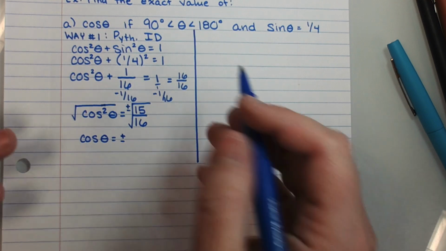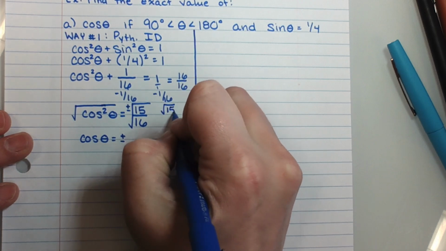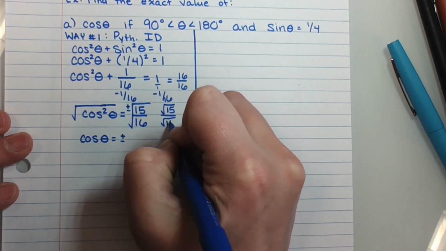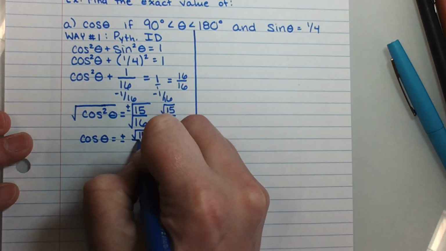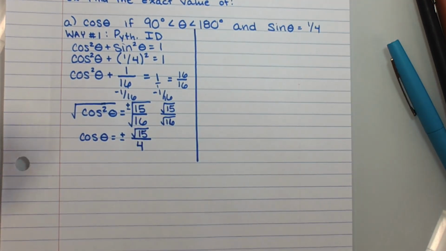Square root top, square root bottom. Square root of 15 is square root of 15. Square root of 16 is 4. So I get a square root of 15 over 4. Simplify the square root of 15 if you can. You can't. It doesn't divide by any perfect squares. This is not my answer. It's almost my answer.